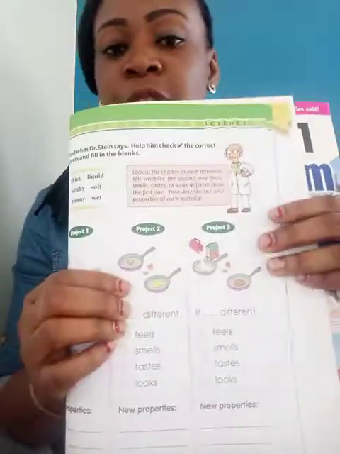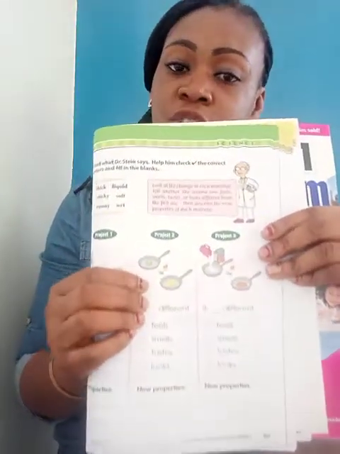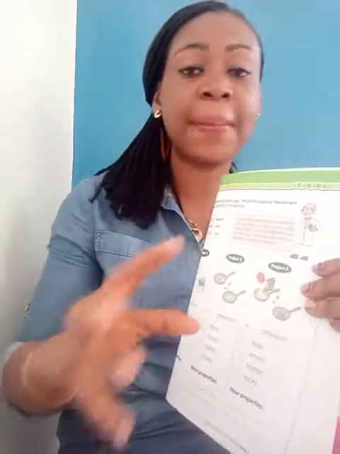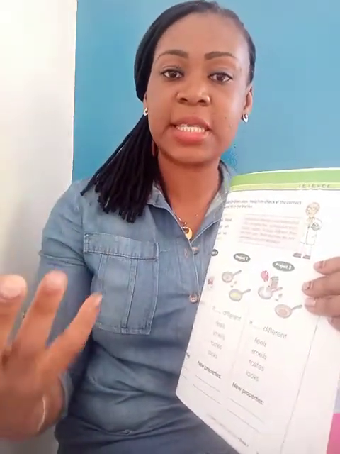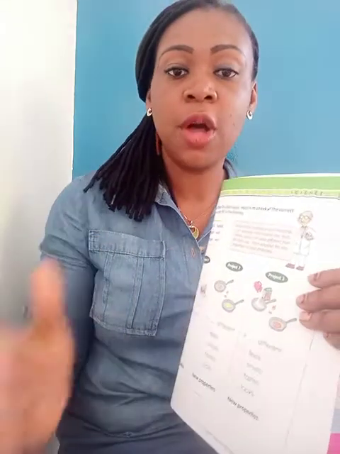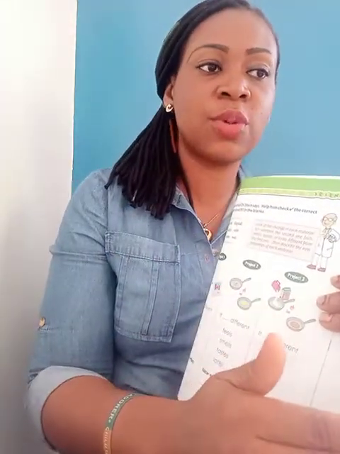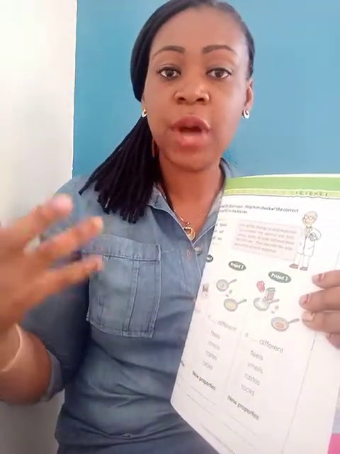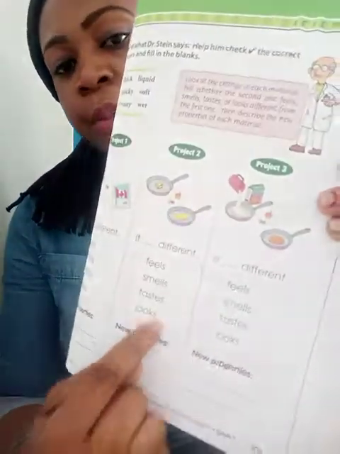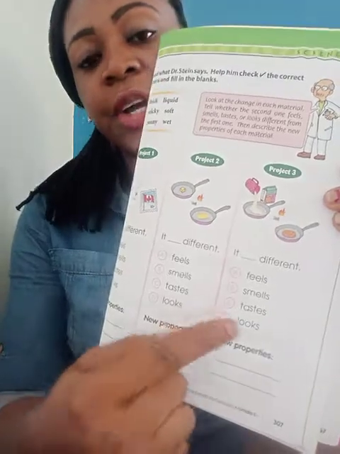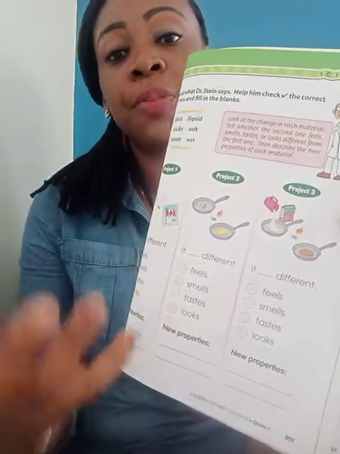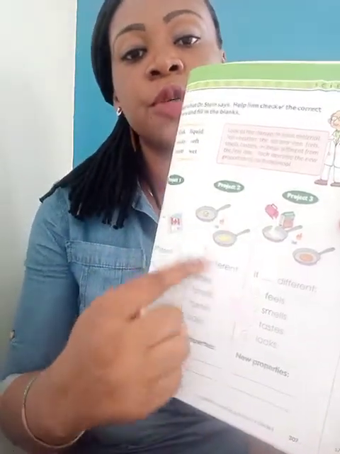So for project number 2, if you have someone that can help you melt a cheese in a pan, you get a cheese, okay? You drop one cheese in a pan. You don't apply any heat, and you get another cheese in another pan and you apply heat. And then you observe the two pans, okay? One is with the normal cheese and the second one you applied heat to it. And then you can look at the properties listed here and circle the ones which you observed happened between the two pans.